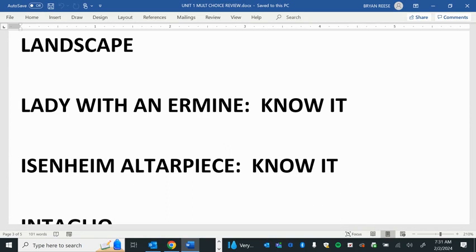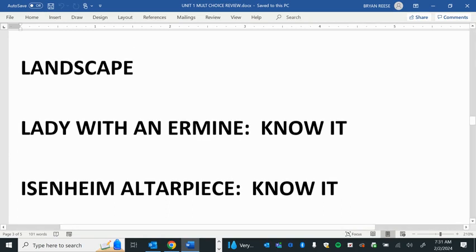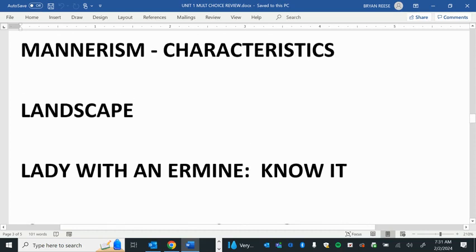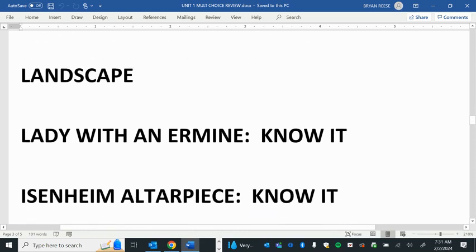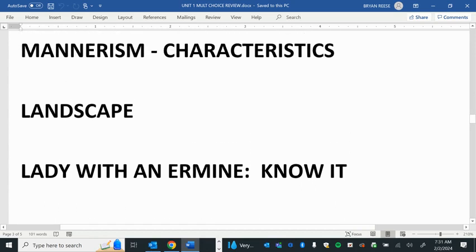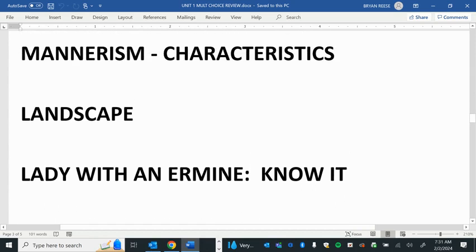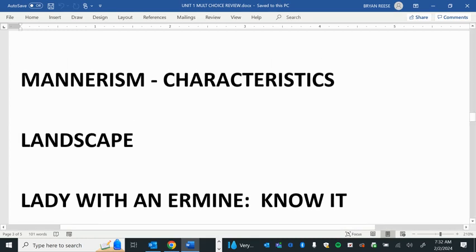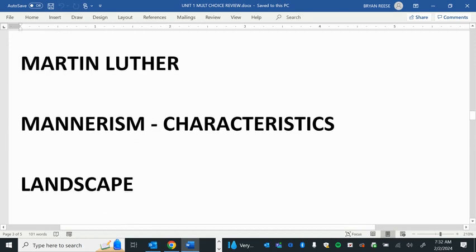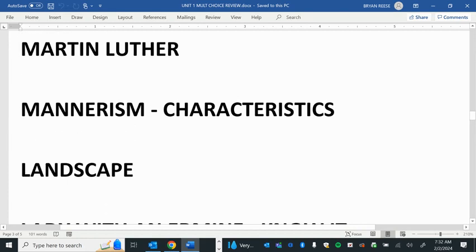I want you to know what a landscape is. That should be easy. That's one of those art terms you should have known before you started this class. There's a question about the characteristics of mannerism. How would you know mannerism if you saw it? There's a question about Martin Luther. What did he do?